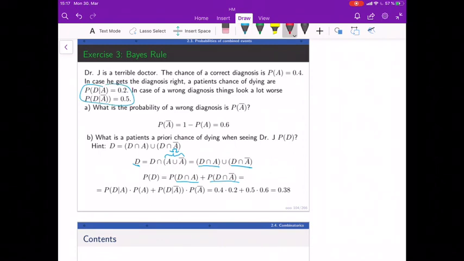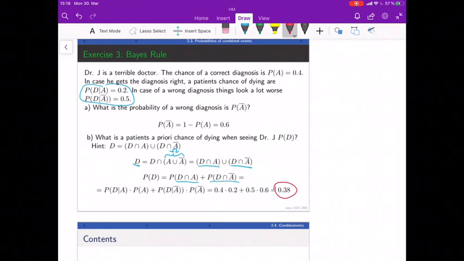So a priori, before you've seen Dr. J, you've got a 38% chance that things are turning for the worse. And then, if you're lucky, if he's giving you a correct diagnosis, it lifts to 20%, or if he's giving you a bad one, then it becomes worse, to 50%. Cool. So just using Bayes' rule, we can find out interesting things that are not easily accessible otherwise.